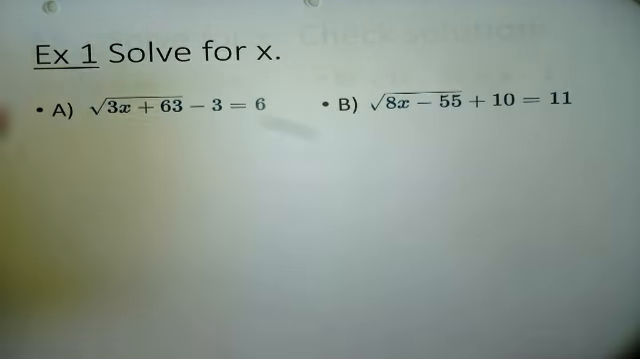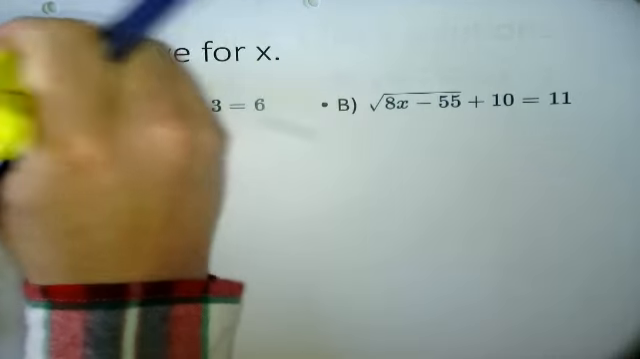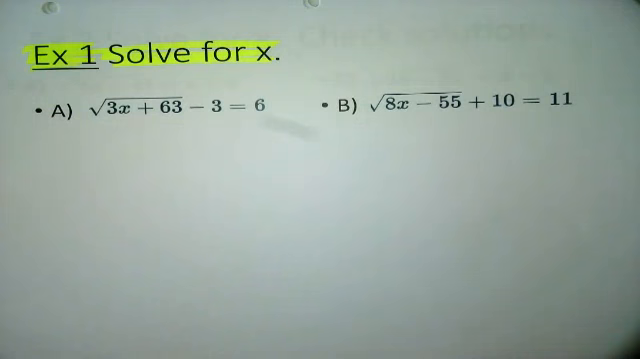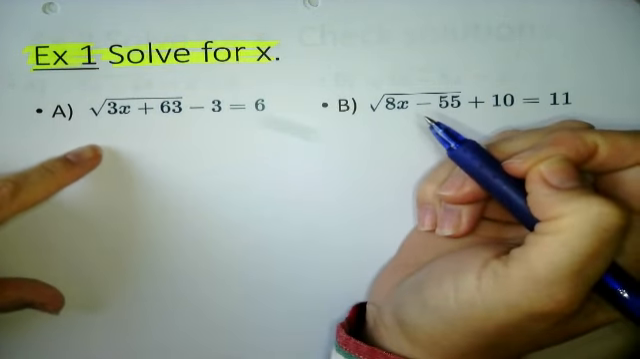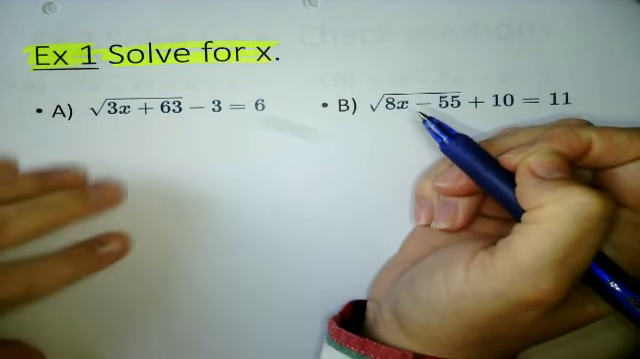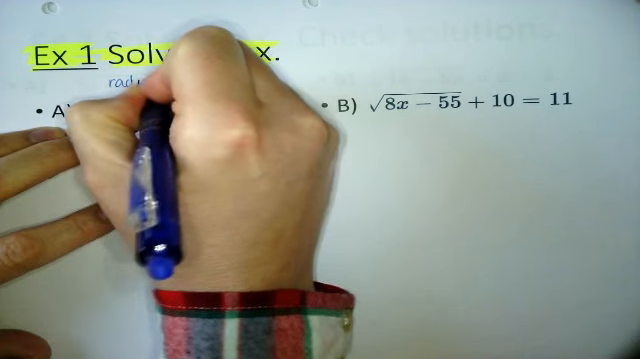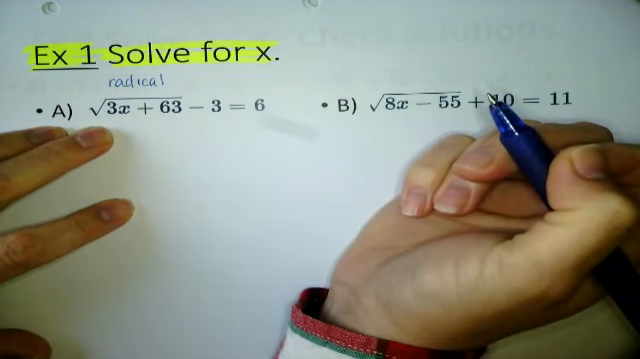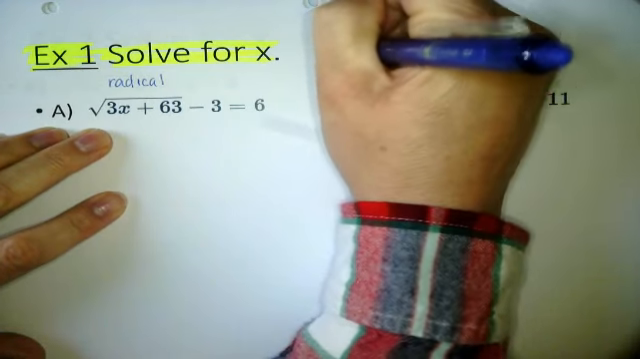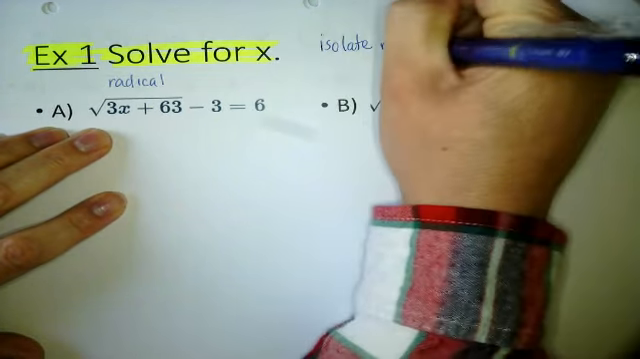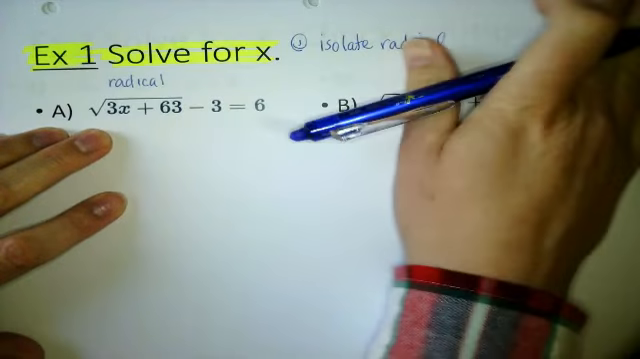Okay, so example 1, remember, you need to make sure that you are copying down the directions so that you know the difference between solve and factor. Okay, so first of all, this is a radical equation. You can see it because it has a radical in it, and we need to isolate the radical. And that is the first step to solving these equations.